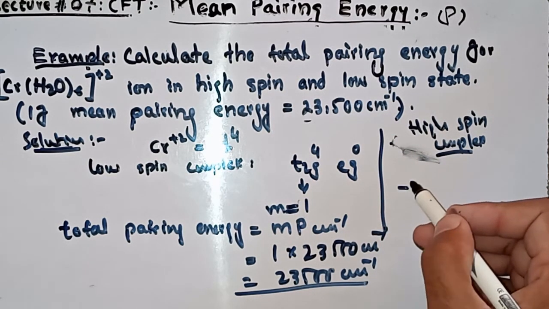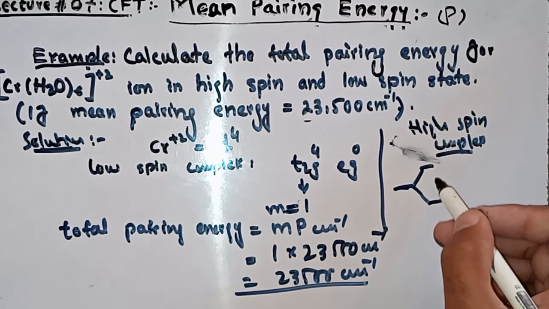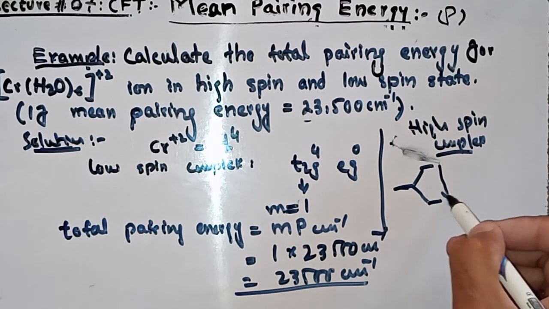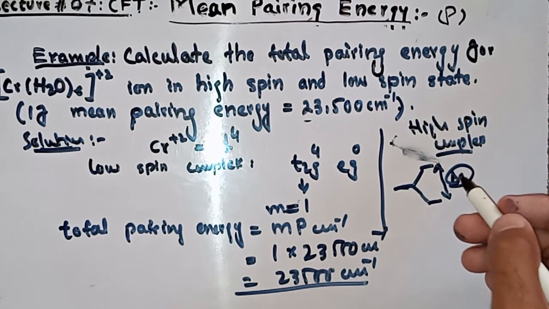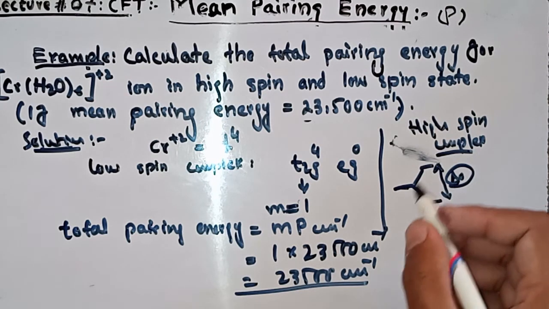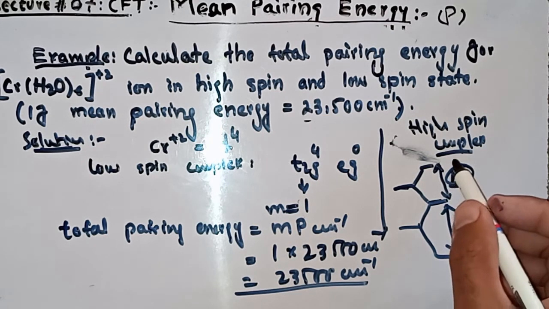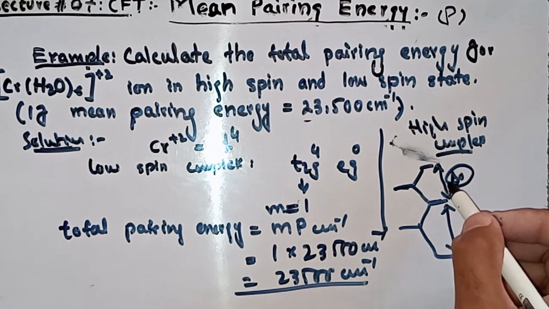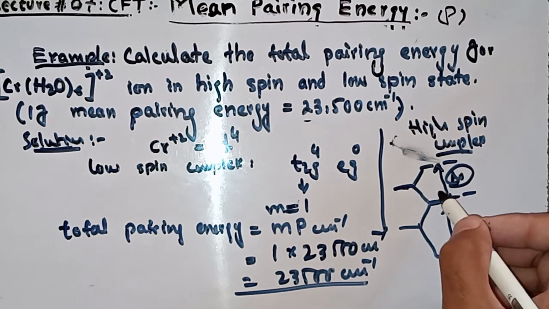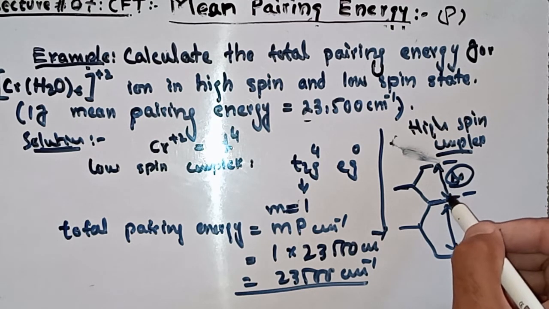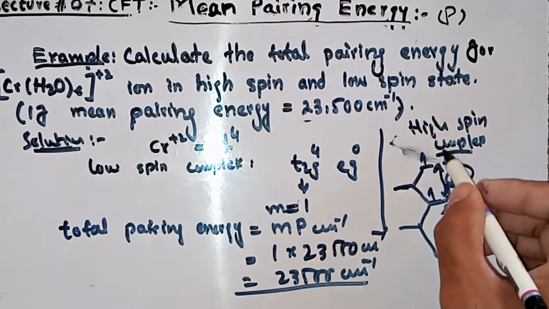A weak ligand cannot interact effectively with the d system, so the crystal field splitting will not be large. The splitting is not enough, whereas in a low spin complex the crystal field splitting is very great. So in a high spin complex the ligand is weaker and the splitting is small, so the electrons cannot pair first. The electrons follow Hund's rule: according to Hund's rule, first the t2g set is filled, and after that the eg set is paired.